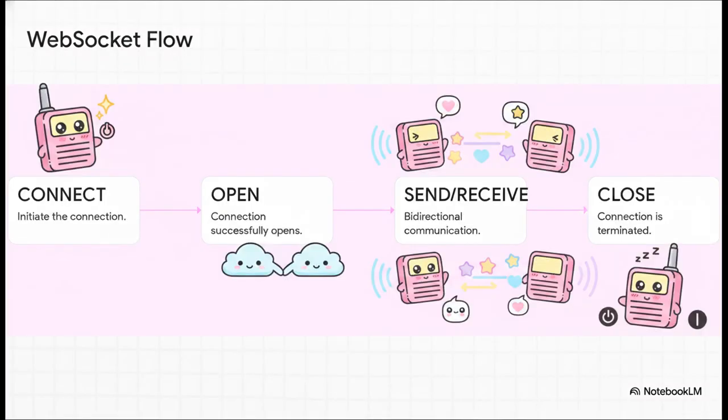Let's see how this all builds into the complete life cycle of a WebSocket connection. It's actually elegantly simple. First, you connect, you turn the walkie-talkie on. Then, the connection is open, meaning you've successfully tuned to the right frequency. Next comes the main event, send and receive, where data flows freely back and forth. And finally, when you leave the website or close out the app, you hit close, turning the walkie-talkie completely off.